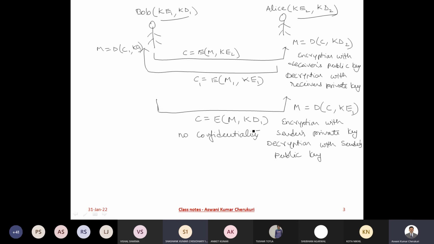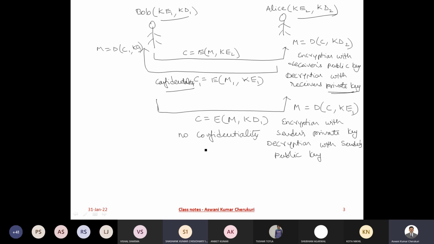Anyone can decrypt the message. Whereas the scheme shown above provides confidentiality, because the encryption happens with the receiver's public key and decryption happens with the receiver's private key, and only the receiver knows that key. Hence the message is confidential. No one can decrypt it.